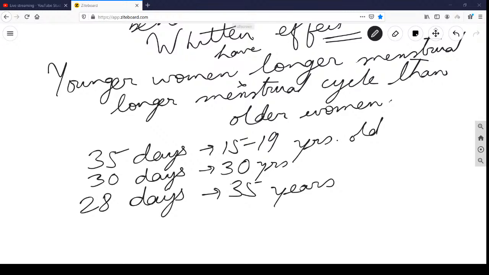Now, each menstrual cycle can be divided into four phases. Number one is the menstrual phase itself, which is known as the destructive phase. Then you have the follicular phase, or the proliferative or estrogenic phase. Then you have the ovulatory phase. And then you have the luteal or secretory or progestational phase. So you can divide a menstrual cycle into four phases.